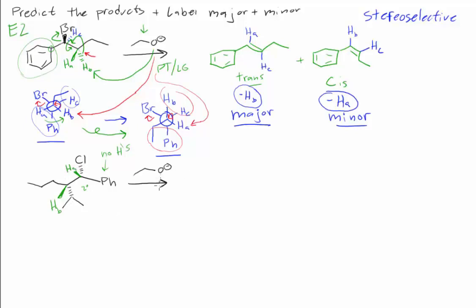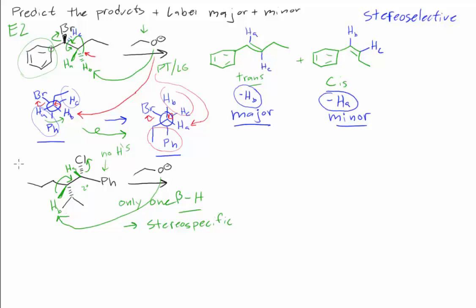And so our mechanism is simply our base removing HB, and the carbon-hydrogen bond forming the alkene, and the chlorine getting ejected. Now, because there's only one HB, only one beta hydrogen, I should say that more specifically, we know that this is going to be stereospecific. Only one product can form from this arrow push. And now we need to figure out what that is.